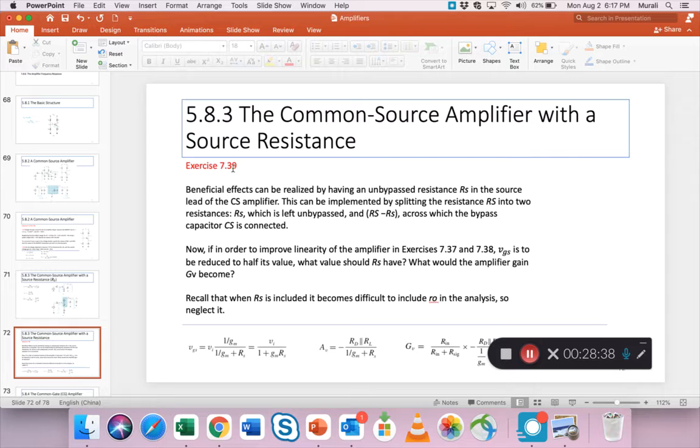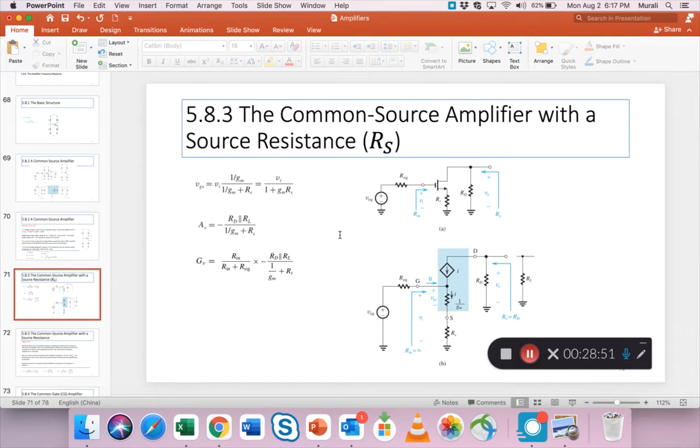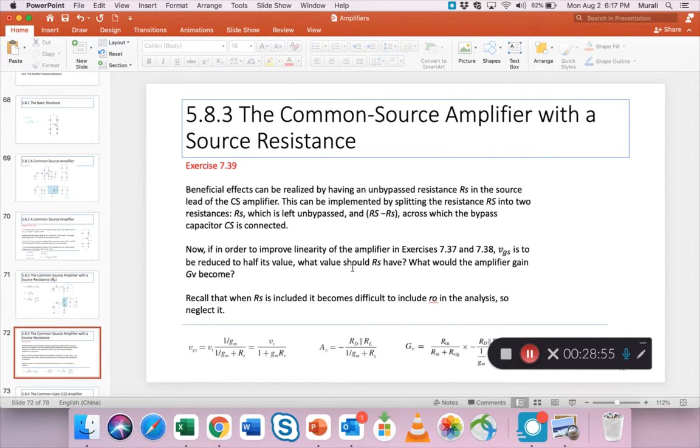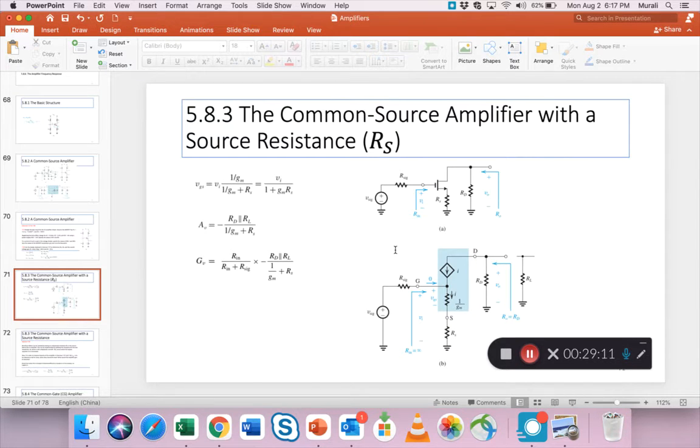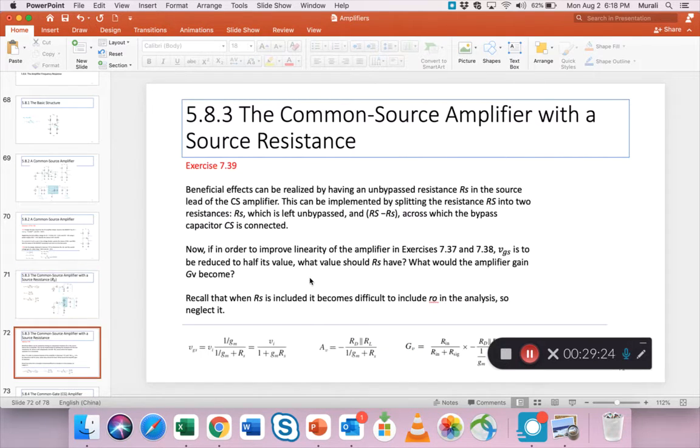Now, CS amplifier with a source resistance, right? So the same problem we just solved, this 737 and 38, is continuing. So here the goal is VGS is to be reduced to half its value. So the signal at this point, we want to reduce it to half its value, because that helps to keep the input signal small enough. The V signal can be the same, but this can be reduced by having this extra resistor, right? So what value of RS is required to achieve that? Then what happens to the amplifier gain? In this analysis, we are told you can neglect RO.